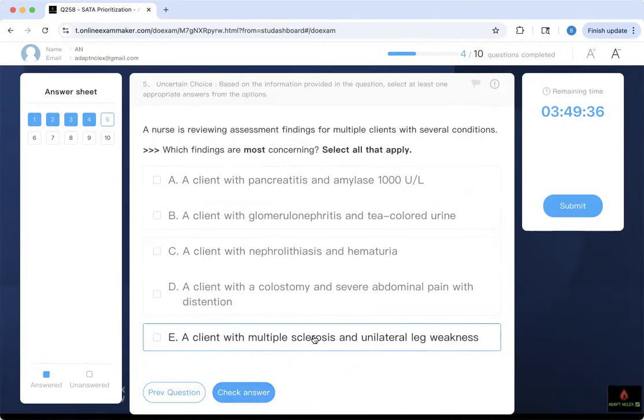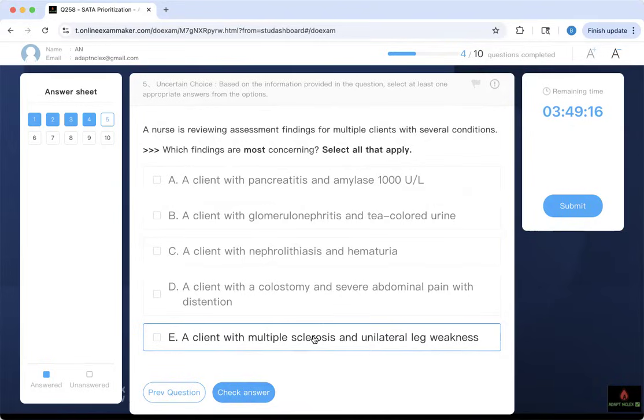Which finding is most concerning? Selected apply. This is reviewing assessment findings for multiple clients with several conditions. Which one is concerning? A client with pancreatitis, amylase 1,000. A client with glomerulonephritis and tea-colored urine. A client with nephrolithiasis and hemophilia.